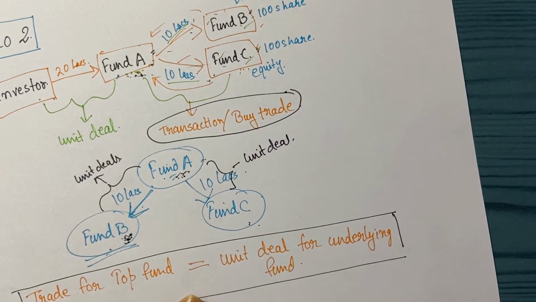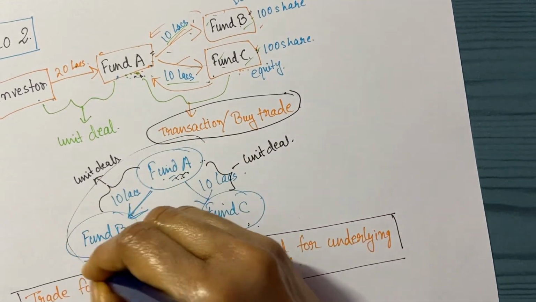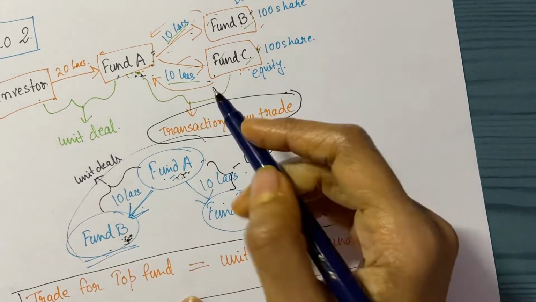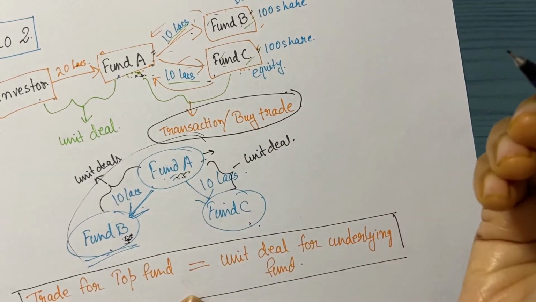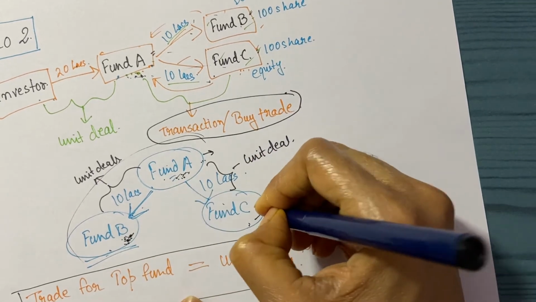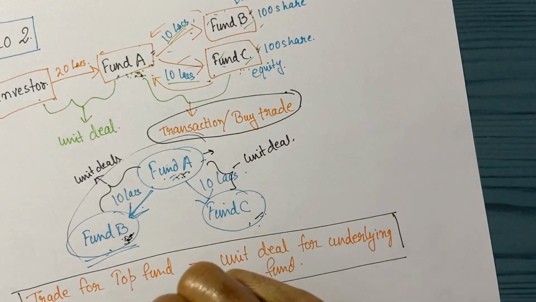So always be mindful, even if you are doing this whole set of funds. Sometimes it so happens that the whole set of funds is given to you and you book the transaction in fund A, but you miss booking this contra entry in fund B and fund C.